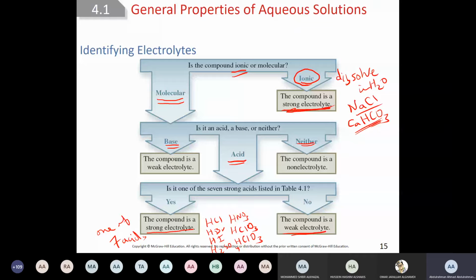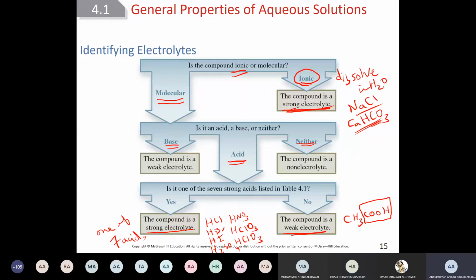Give me an example of a weak electrolyte, which is an acid. Acetic acid. Anything that contains this group is considered to be what? Weak acid. Doctor, do we name this group carboxylic acids? Carboxylic acid, yes. These are carboxylic acids, yes.